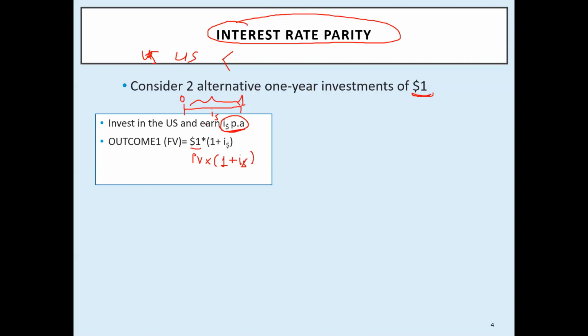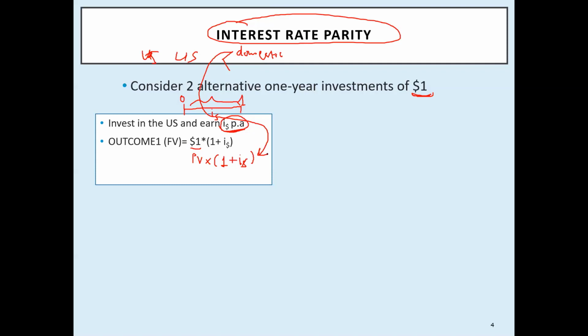So at the end of the year, I would get back my principal, which is $1, and I will earn an interest of i%, so that after 1 year, my investment outcome would be $1 times 1 plus the interest rate in the US. So with my domestic investment, after 1 year, I have earned this much.